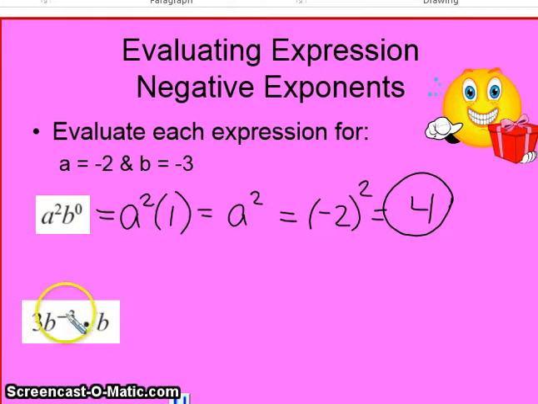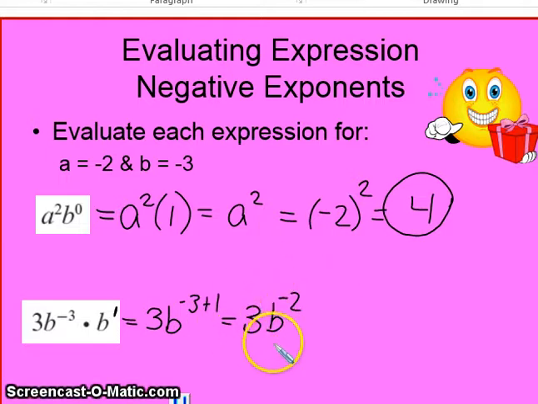Here I have 3b to the negative third times b. Now before I plug any numbers in here, I want to simplify this. So remember how when we are multiplying like bases, we need to add their exponents? So we still have a coefficient of 3 here. Now I have b to the negative third times b to the first, because whenever there's not an exponent there, we assume it's a 1. So I can add these two exponents. So it's the same as b to the negative 3 plus 1. Now negative 3 plus 1 is negative 2.